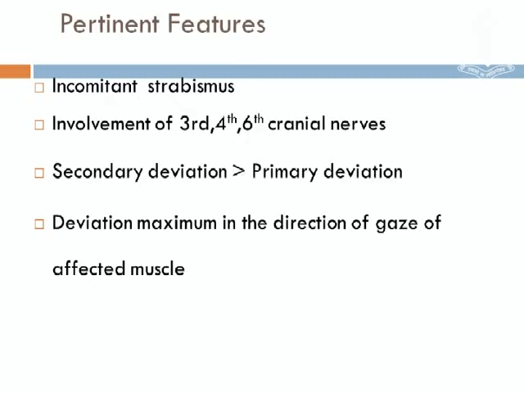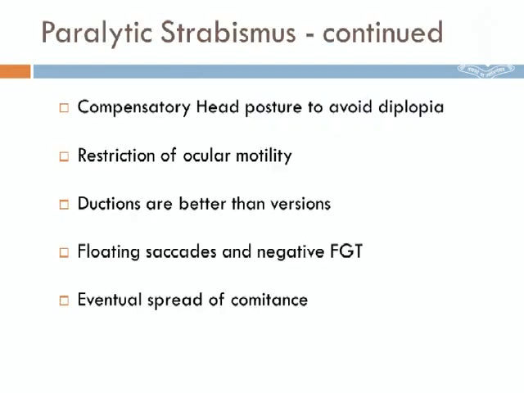To conclude, I'll say that paralytic strabismus usually is incomitant. You have the affection of the third, fourth, and sixth cranial nerve. The secondary deviation is more than the primary, and it is maximum in the direction of gaze of the affected muscle. There is a compensatory head posture to avoid the double vision with restriction of motility. Here the ductions are better than versions.